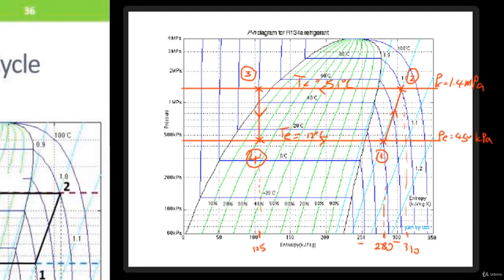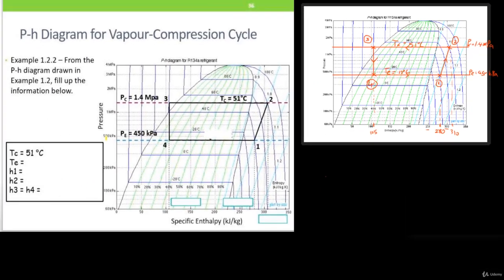So with that, please fill in all this information. H1 can be 280, or if you write 275 or 270, it is correct as well, because as I mentioned, there will be some degree of error. So here maybe 310 or 305, and this point is maybe 105 or 110.